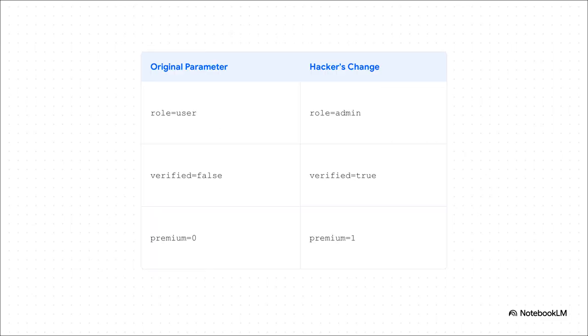And once they've caught that data, it's game on. They can just edit it. They might see a little line in there that says role equals user, and they'll just change it to role equals admin. Or they see verified equals false and flip it to true. Or my personal favorite, premium equals 0 becomes premium equals 1. Now, if the server on the other end is built to just blindly trust what it's being told, poof, they just created an admin account or got a free premium subscription.